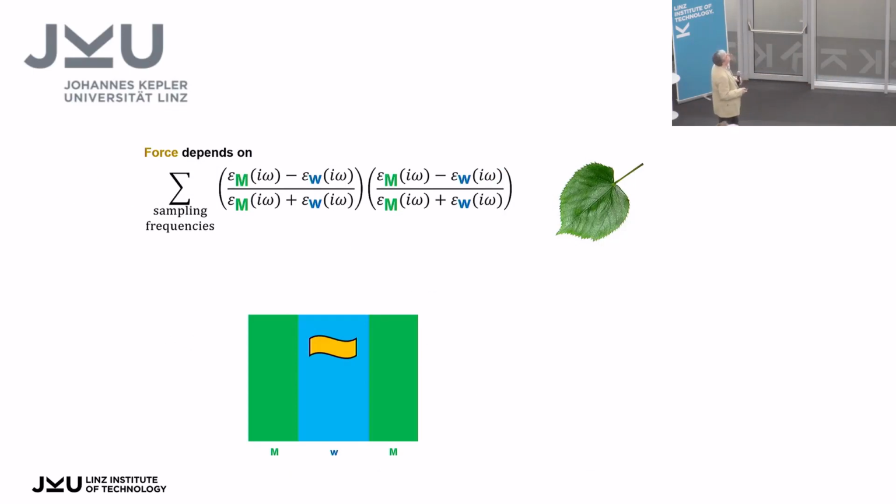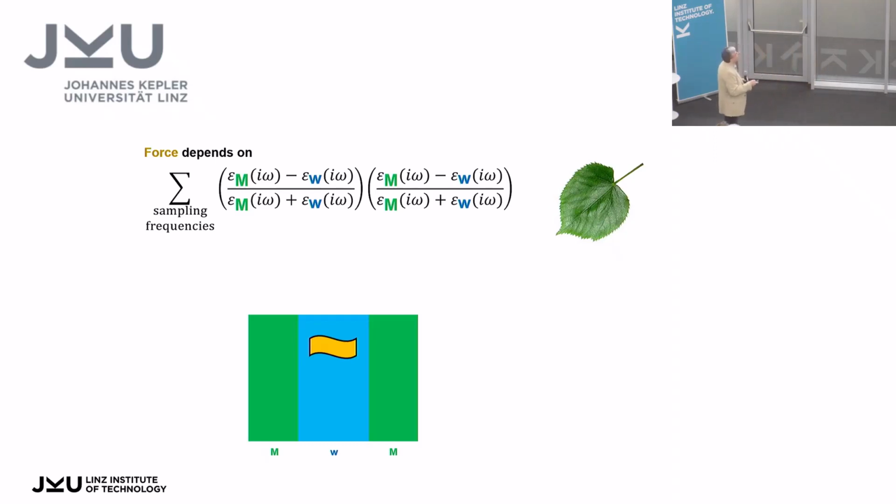Okay, let me say a bit about the leaf. In the case of the leaf, we have two membranes with something that is essentially water in between, but here we have two times the same material. So if we now do the same thing here, there's no chance to get anything negative. This is always an attraction.